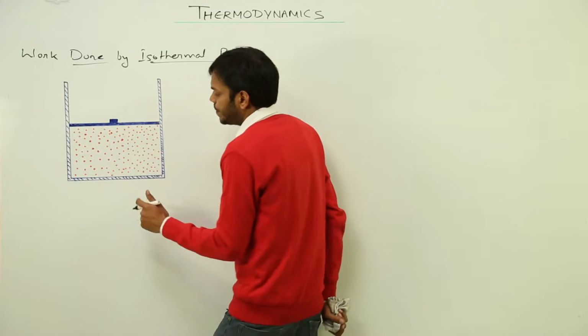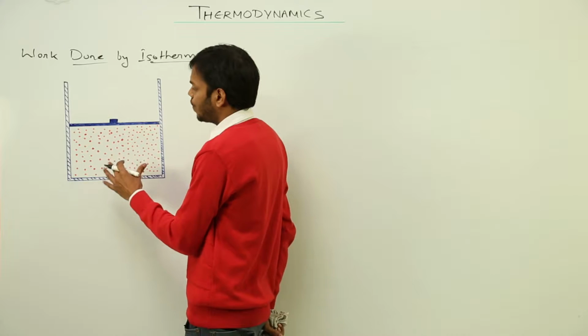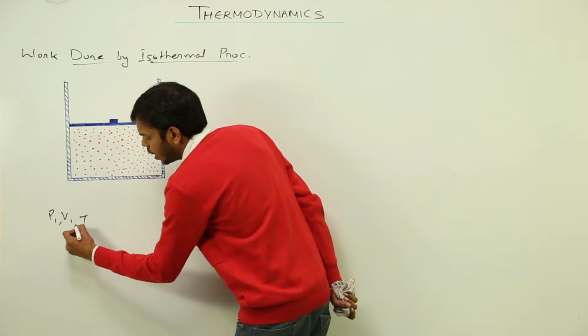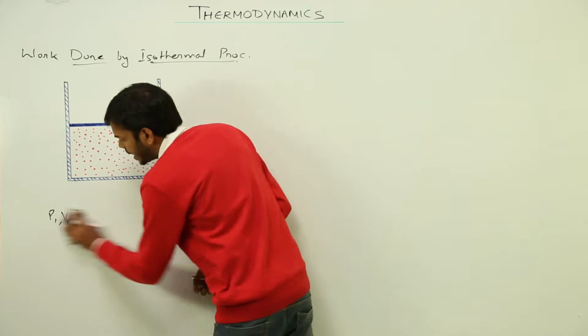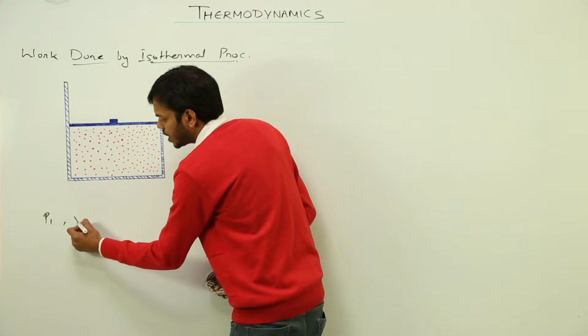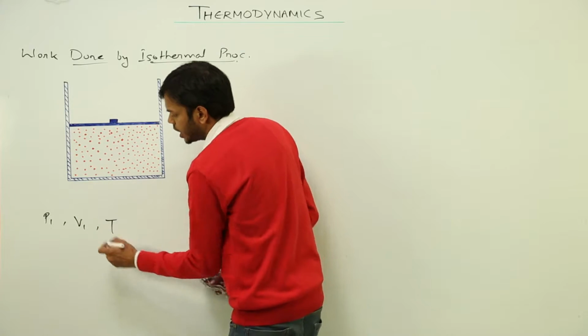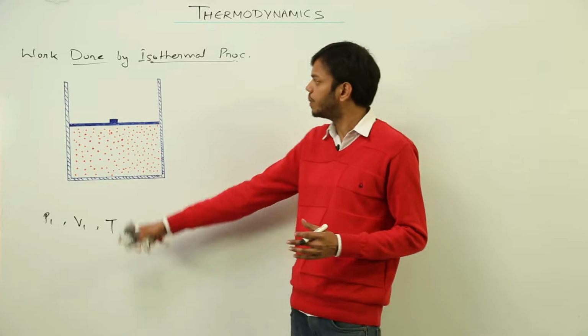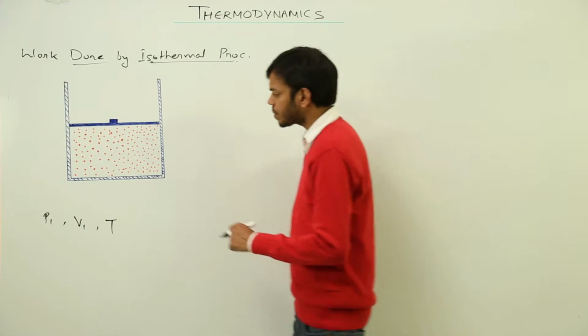Alright, consider that the initial state of this gas is given by P1, V1 and T. What does this mean? The initial pressure of the system is P1, the initial volume of the system is V1 and the initial temperature is T. Why have I not taken T1? Because the temperature T is going to remain constant, since it is an isothermal process.